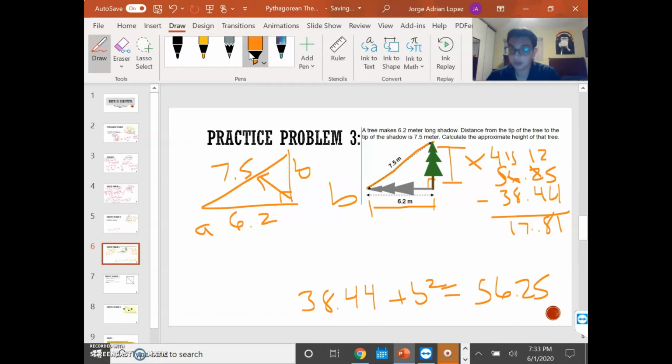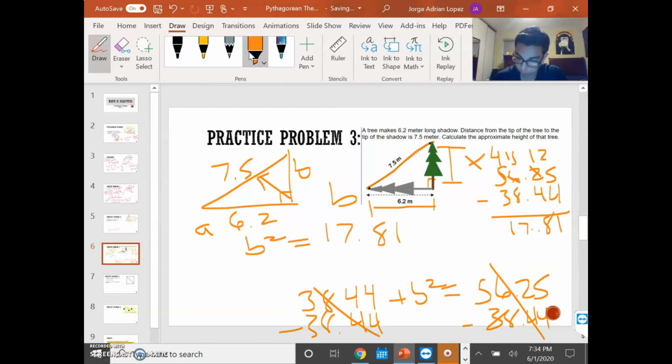So, how do we get rid of 38.44 so that way we get b squared by itself and eventually just b? We subtract 38.44. Sorry for the bad handwriting. And you'll end up with b squared is equal to 17.81. Now, again, you're going to need a calculator for this part, okay?